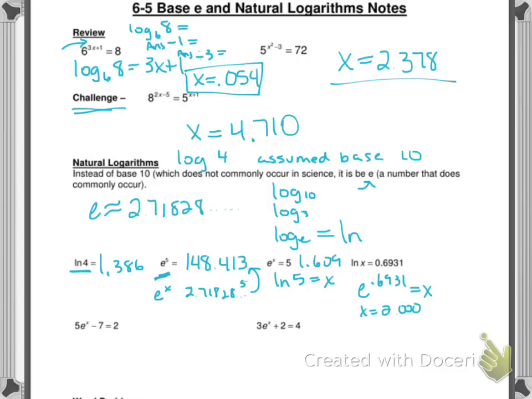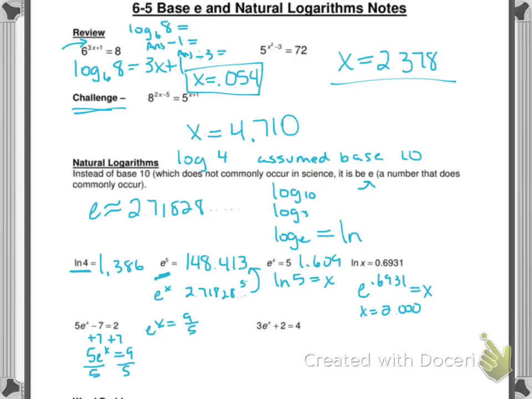Okay, so these next two problems are going to involve solving a little bit further, with a little bit more steps before we change forms. So if I want e to the x by itself, what should I do first? Add 7, okay? So now I have 5e to the x equals 9. And now if I want e to the x by itself, next step, divide by 5. So e to the x equals 9/5.